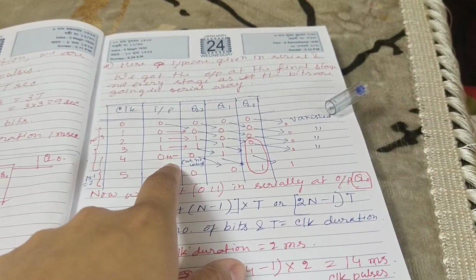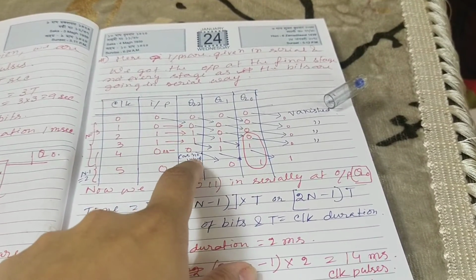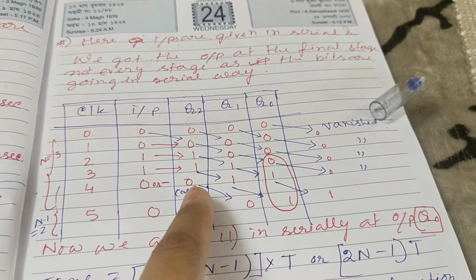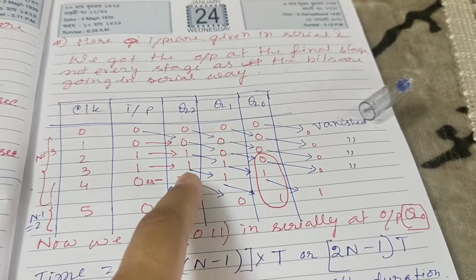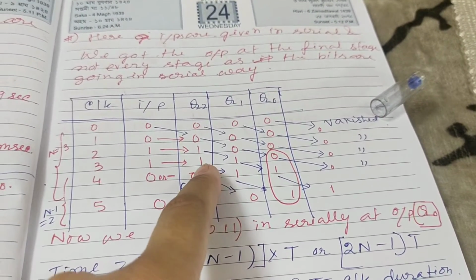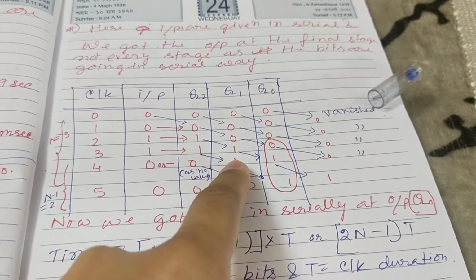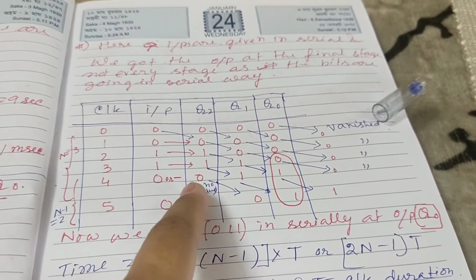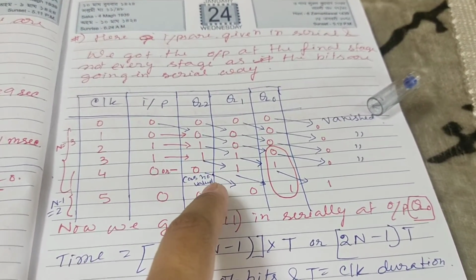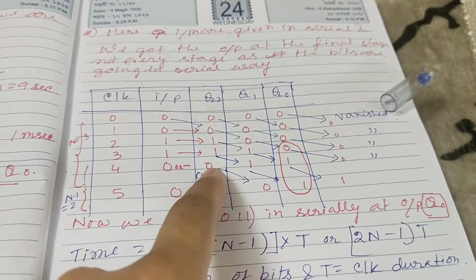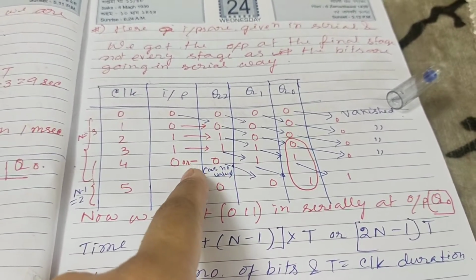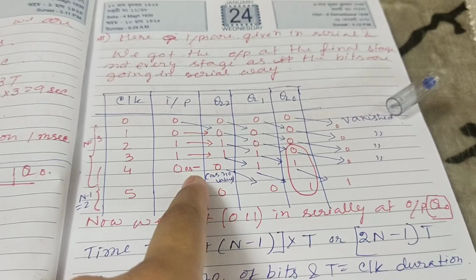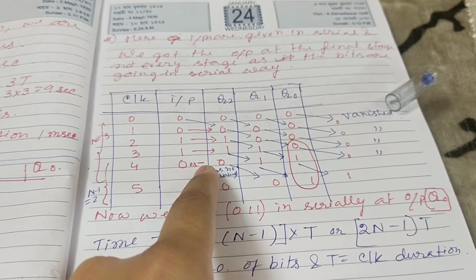In the fourth clock pulse, what happened? See minutely: this 1 is transferred here, this 1 is transferred here, and this 0 will vanish, and in Q2 there is no value. As there is no value, we can consider that as 0. In the fourth clock pulse, our input is 0 or no value, or we can write it with a dash symbol.